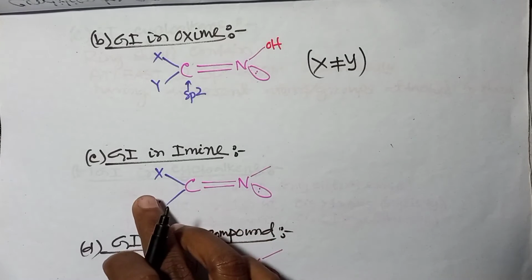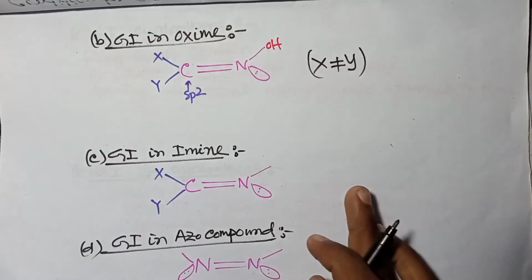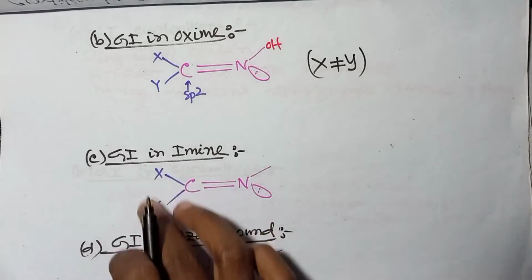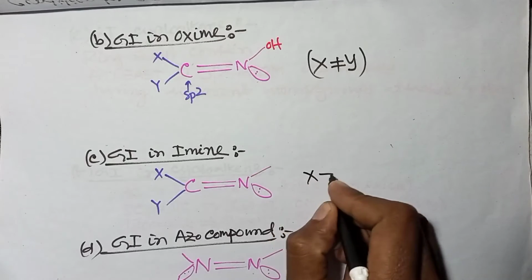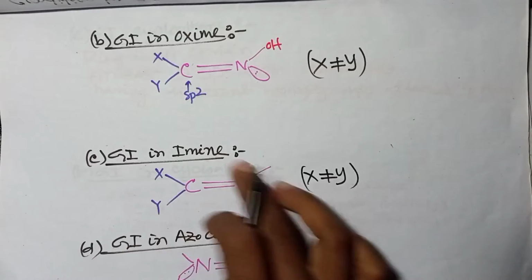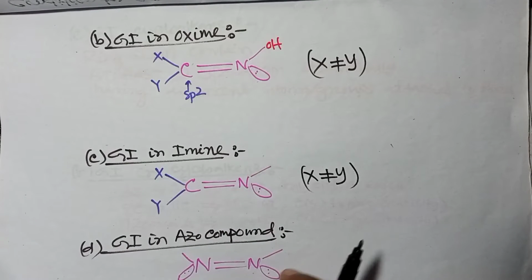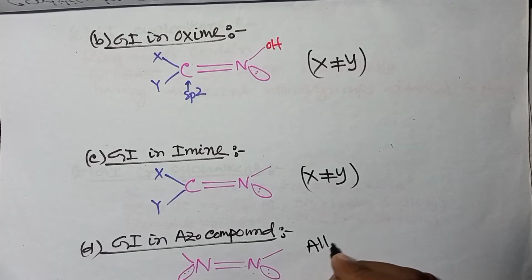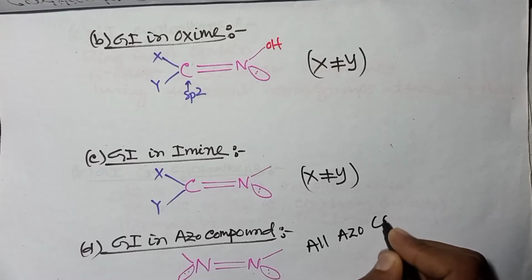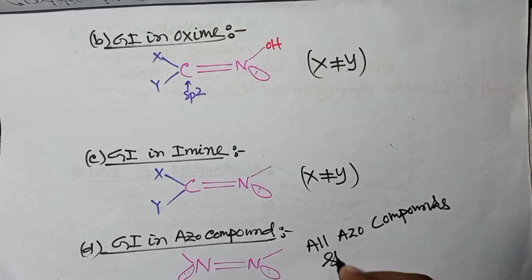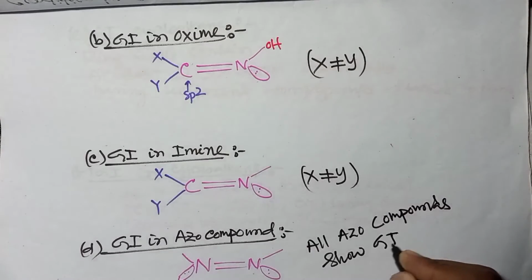Next, let's see the condition of geometrical isomerism in imine. This is a typical structure of imine. Again, these two groups should be different. X should not be equal to Y. In that case, this imine will show geometrical isomerism. Here is the geometrical isomerism in azo compound, and we have to note that all azo compounds show geometrical isomerism, right?